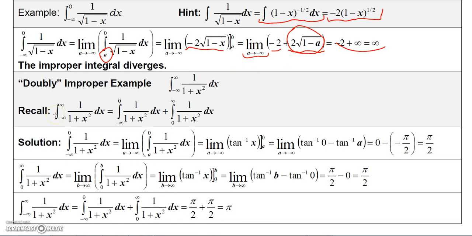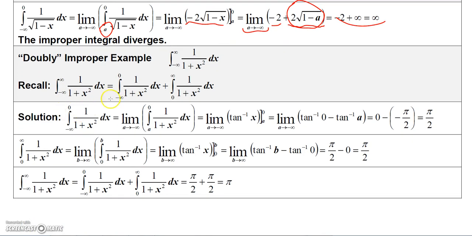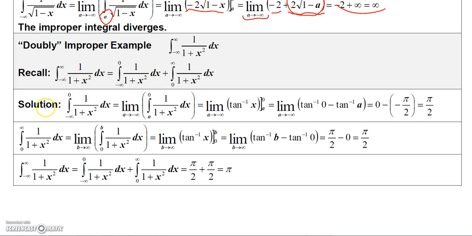Okay, now let's look at a double improper integral. Let's say I want to integrate 1 over 1 plus x squared from minus infinity to infinity. Well, let's just pick a number between minus infinity and infinity. You can pick any number, but I'll go ahead and choose 0. So I'll break this up into the integral from minus infinity to 0 plus the integral from 0 to infinity of the same function. Now I'm going to evaluate these separately.